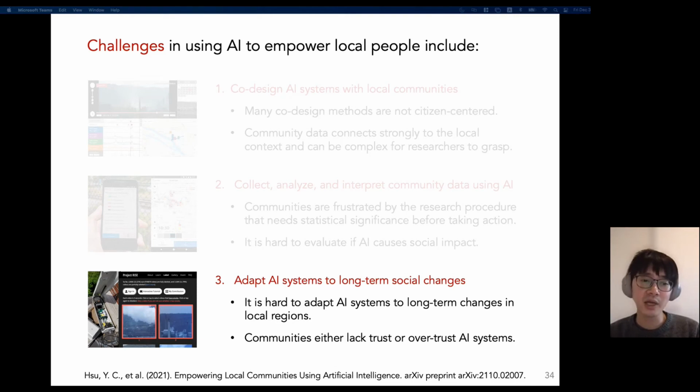Also, over time, when we deploy the AI systems, we need to adapt the systems to long-term changes in the local region. We may need to update the model, we may need to tune the model, and we may need to adjust the behavior of the system for the long term. And it turns out this is challenging because there can be grant funding issues. Maybe this is a one-shot funding grant, and after that there's no resource to keep maintaining the software infrastructure.